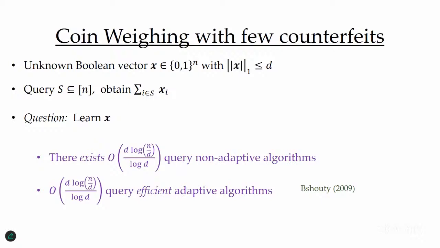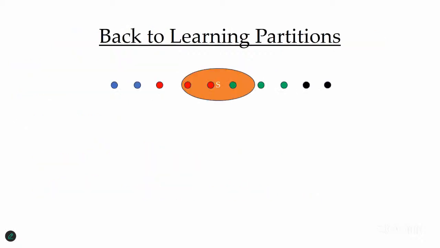Okay, so let's get back to the learning partition problems. Let me repeat the problem. There is a universe. The universe is partitioned into different colors, which we don't know, different parts. Given a set S, all I get to know is how many colors are there in that set, and I want to learn the partition.